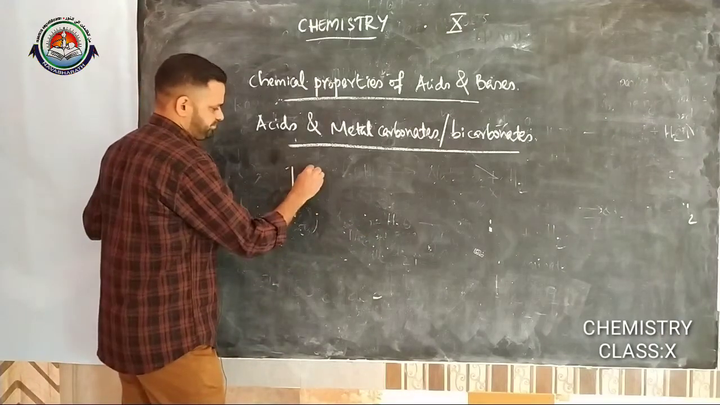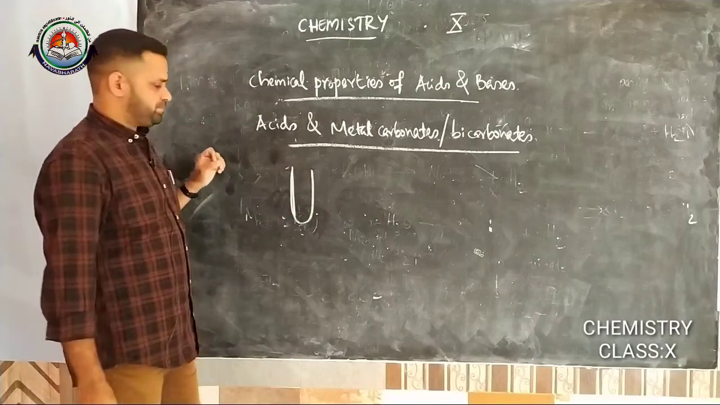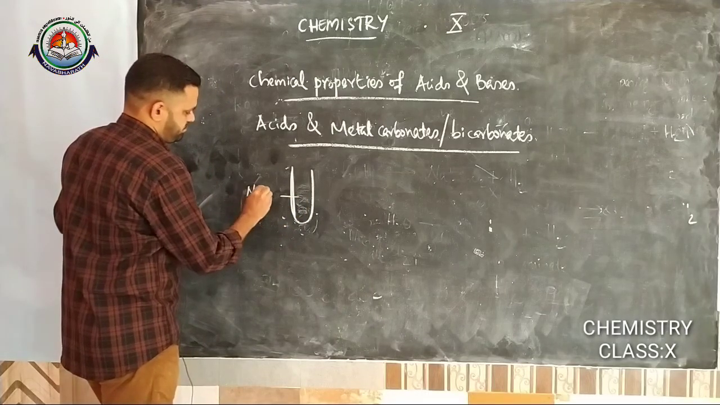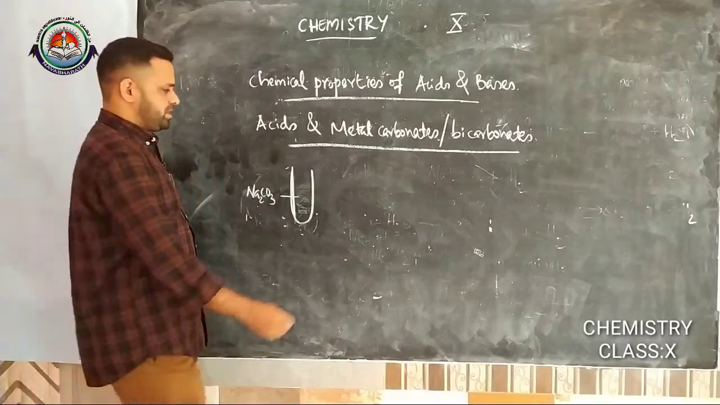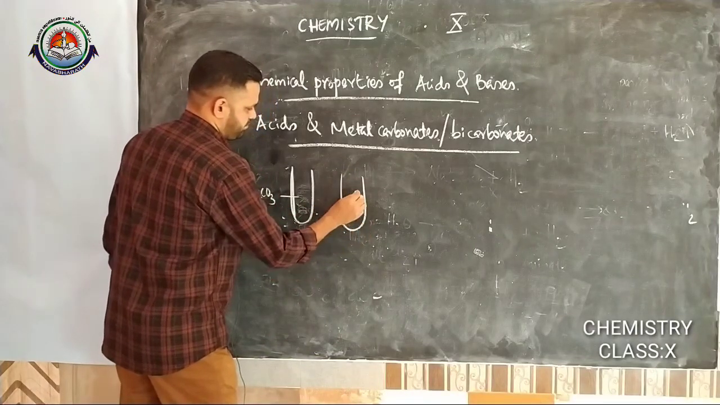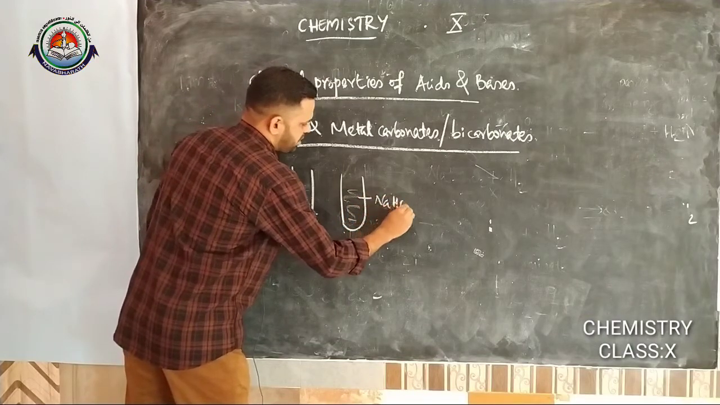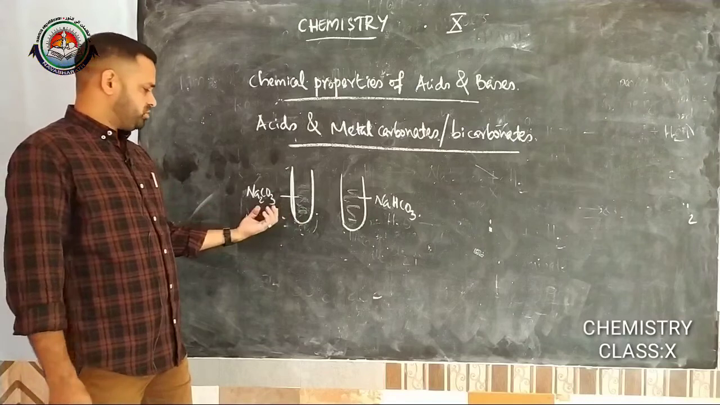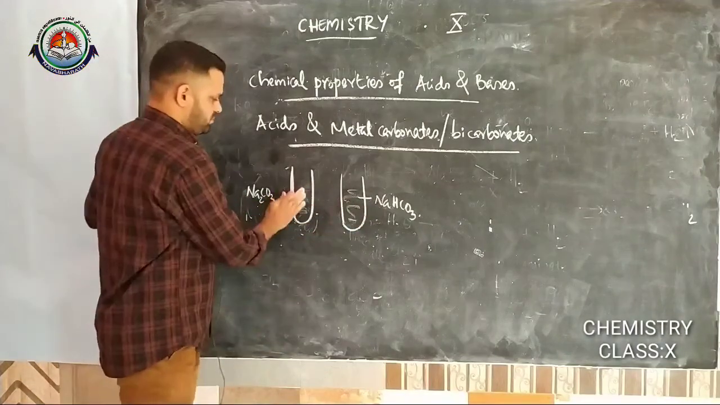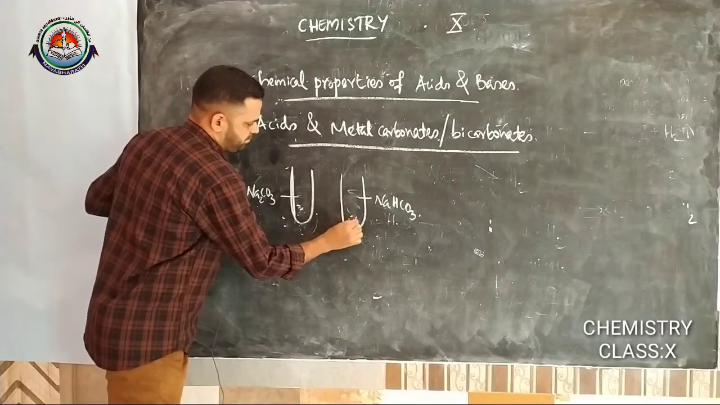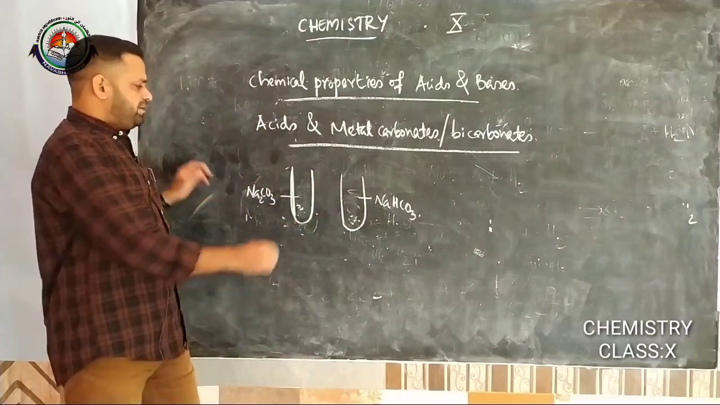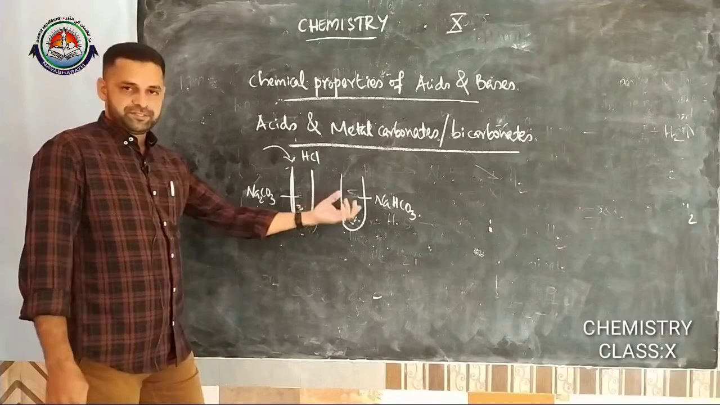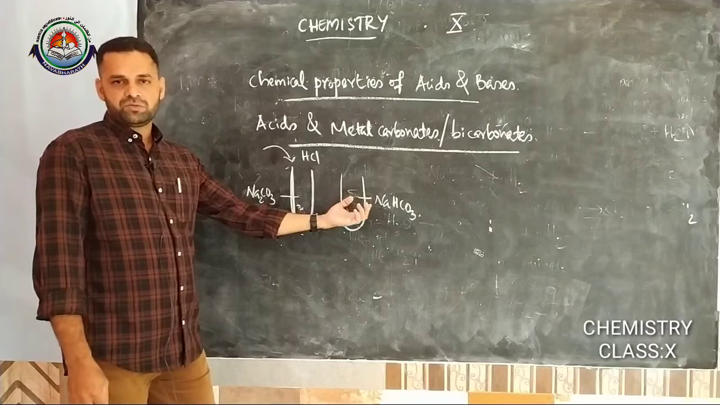We take two test tubes. In one test tube, you take sodium carbonate, Na2CO3, and in another test tube, you take sodium hydrogen carbonate, otherwise known as sodium bicarbonate. This is only powder. Then add a few drops of dilute hydrochloric acid into each test tube, that is, into sodium carbonate and sodium bicarbonate or sodium hydrogen carbonate.